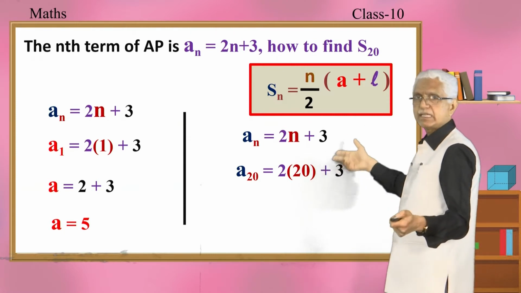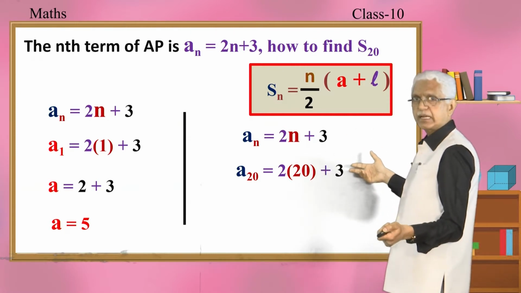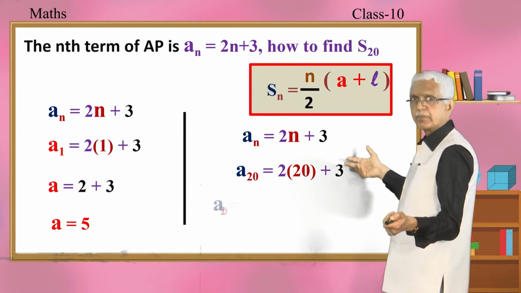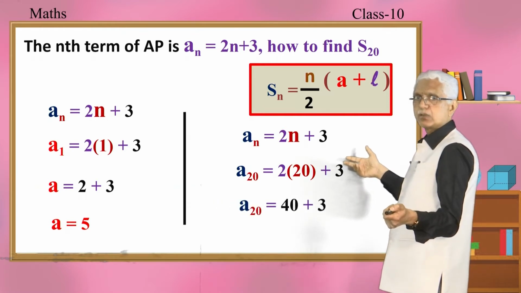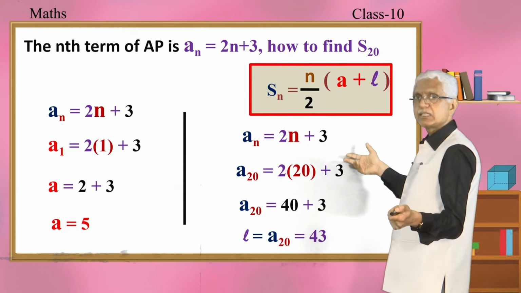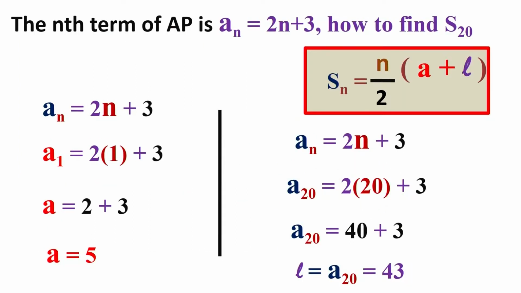So a20 is equal to 2 into 20 plus 3, correct? 2n plus 3, n is 20. So a20 is equal to 40 plus 3, a20 is equal to 43. So the 20th term is 43, which is nothing but the last term. l is equal to 43. a is ready, l is ready.